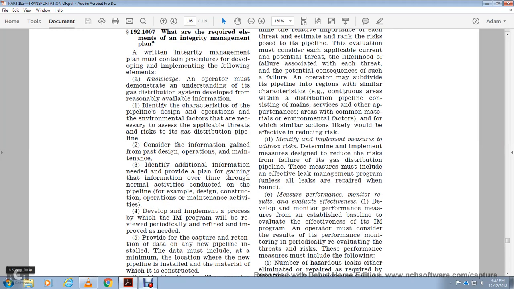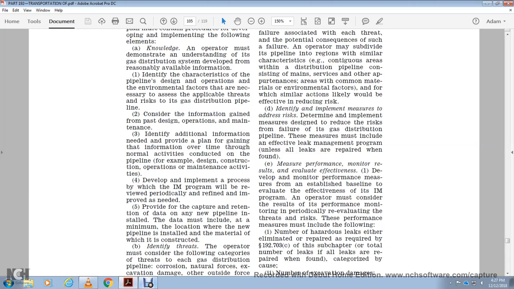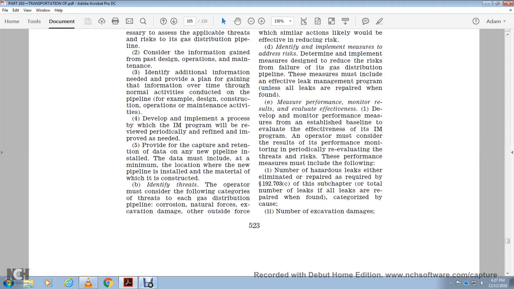Develop and implement a process by which the IM program will be reviewed periodically and refined and improved as needed. Capture and retain data on any new pipeline installed. The data must include, at a minimum, the location where the new pipeline is installed and the material from which it is constructed.